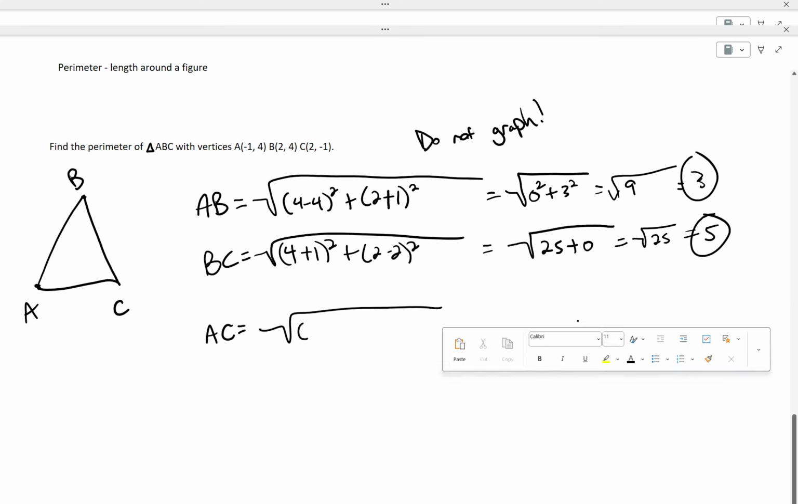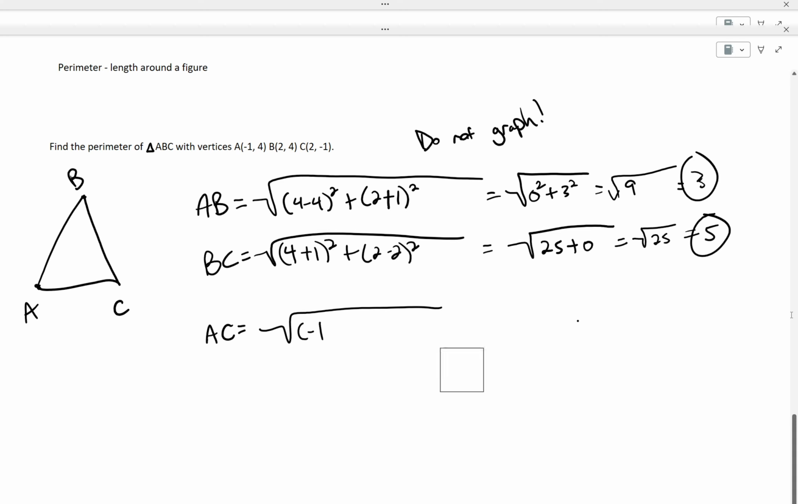All right, next, AC, big square root. I'm going to have negative 1 minus 4. Those are my y's.